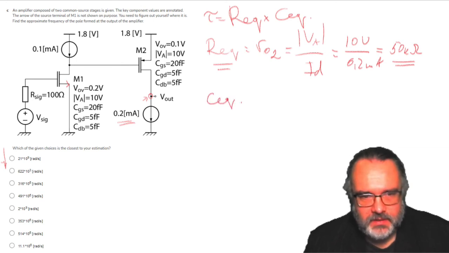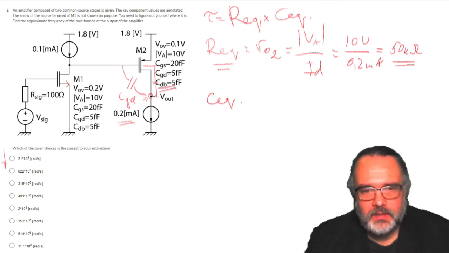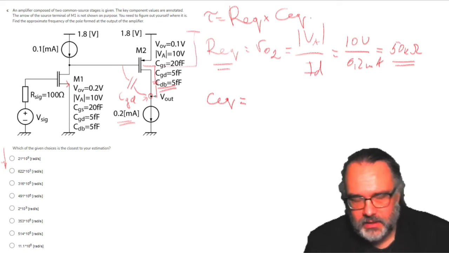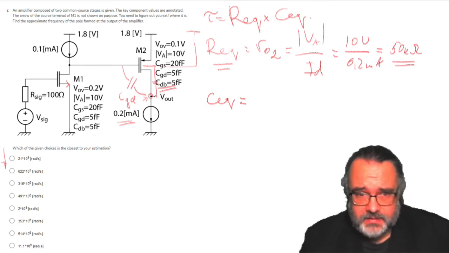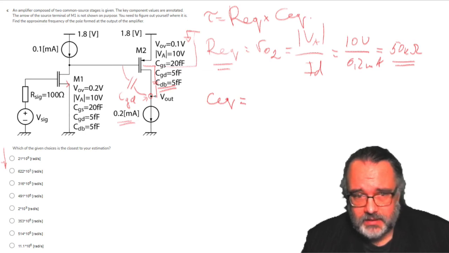So what is the equivalent capacitance? Let's look at all the capacitances that are connected. We have this one, which is the gate drain, and we have this one, which is the drain bulk. They are in parallel. And why in parallel? Because the bulk here is connected to VDD, and when we estimate the equivalent capacitance, this is like connected to ground. So we just directly add the drain bulk capacitance.